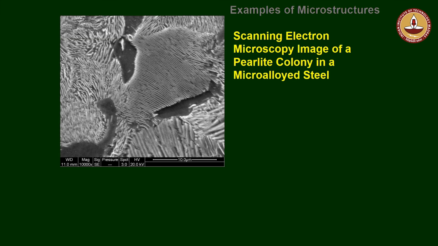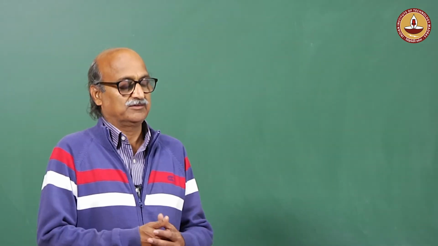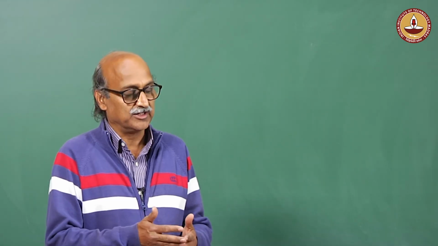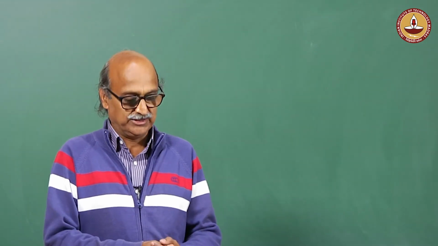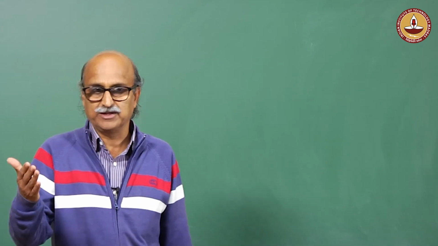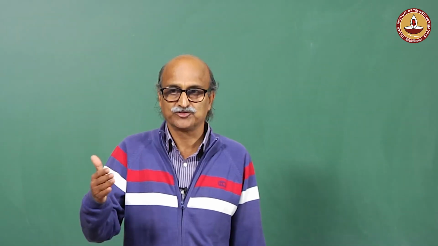Here is a microstructure observed in a scanning electron microscope of a ferrite pearlite structure of a plain carbon steel. Here the pearlite colonies are shown prominently, where you have alternate lamellae of ferrite and cementite. Now, one of the things that one is interested in, which also controls the property of steel, is how fine these lamellae are. What is the interlamellar spacing?